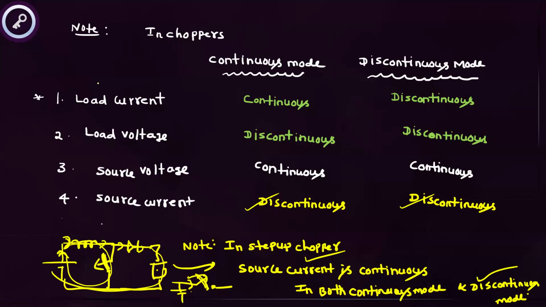Friends, this need not be remembered. Why? Because based on the load current only, you say continuous or discontinuous. The load voltage is always variable, that's why it is discontinuous. The source voltage is always constant, that's why it is continuous. The source current is connected, disconnected, connected, disconnected, that's why it is discontinuous, in continuous mode, and even in discontinuous mode the source current is discontinuous. This is about types of choppers based on quadrant operation and also steady state analysis of type A chopper.